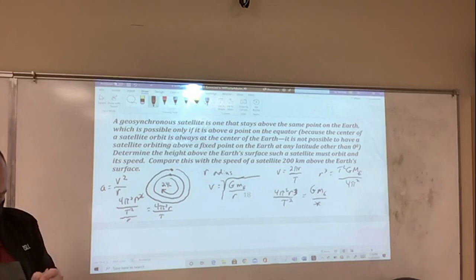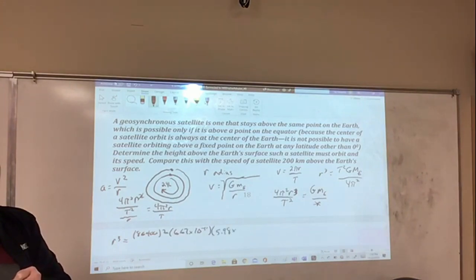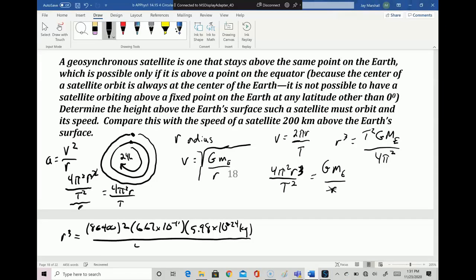So r cubed equals 86,400 squared times 6.67 times 10 to the negative 11th times 5.98 times 10 to the 24th, not negative 24th, kilograms, divided by 4 pi squared.